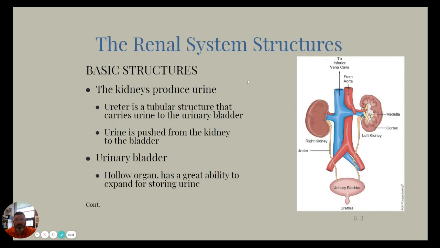So when we talk about the renal system, the basic structures, we talk, of course, first about the kidneys that produce the urine. The ureter is a tubular structure that carries urine to the urinary bladder where it's stored until it's excreted. Urine is pushed from the kidney to the bladder. The urinary bladder then is just simply a hollow organ and has pretty good expansive capacity for storing urine over some period of time.